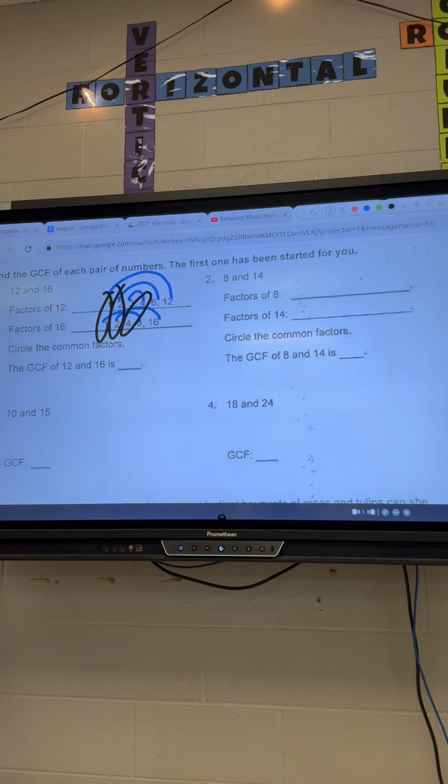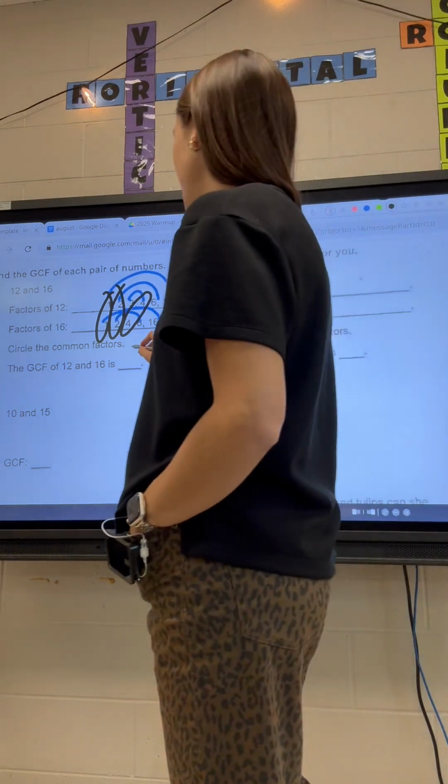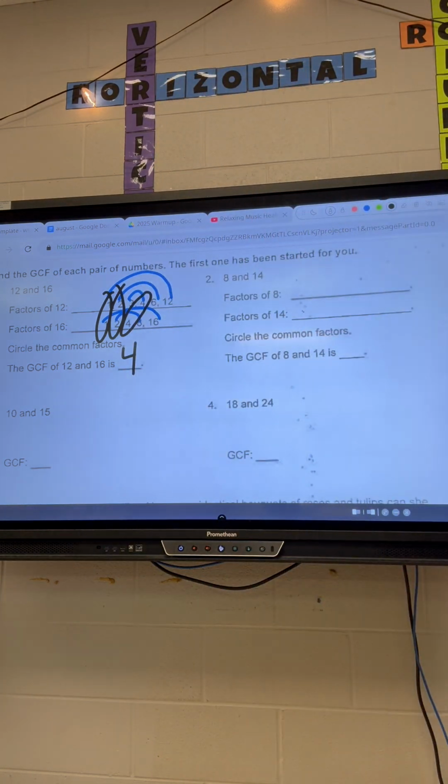Is 12 a common factor? Why not? Because there's not 2 12s up there. Common means the ones that you see more than once. Okay? So is 6 a common factor? No, I only see 1 6 up there. Now, of the common factors, of the ones we circled, what is the greatest? 4. The GCF of 12 and 16 is 4. Write that. 4.